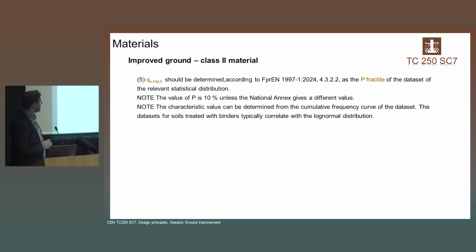At the end, you have to determine the characteristic value of the data set that you have, and this is equal to the P fractile of the data set. And most of the time for soil mixing and jet grouting materials, you use a log-normal distribution, except when you are in practice with subpopulations in your data set. In that case, you can always use a cumulative frequency curve to determine the P fractile of the data set. I will give an example later.